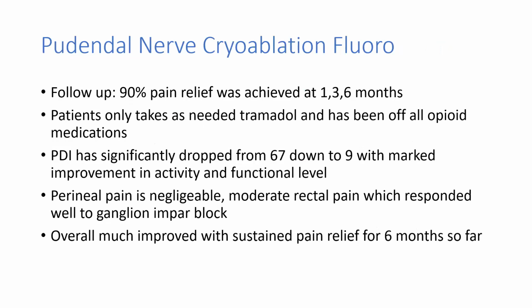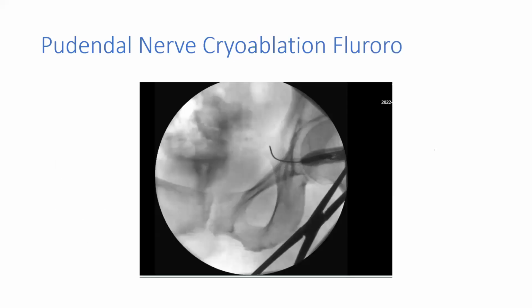Again, I followed this patient up. 90% pain relief was achieved at 1, 3, and 6 months. The patient only takes tramadol and has been off all other opioids. The pain disability index for this patient went down from 67 to 9, a marked improvement, and the perineal pain was negligible. She has moderate rectal pain, so we did a ganglion impar block after that. Overall, the patient has much improved after 6 months. And this is the probe, the position of the probe near the ischial spine.